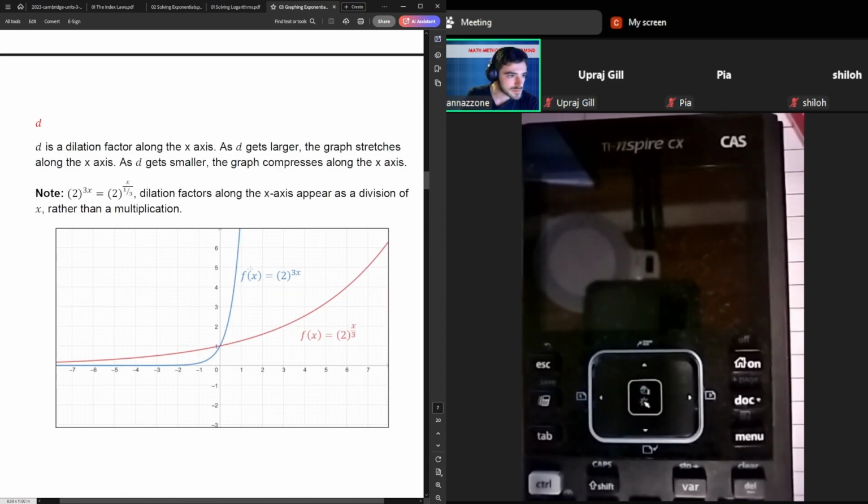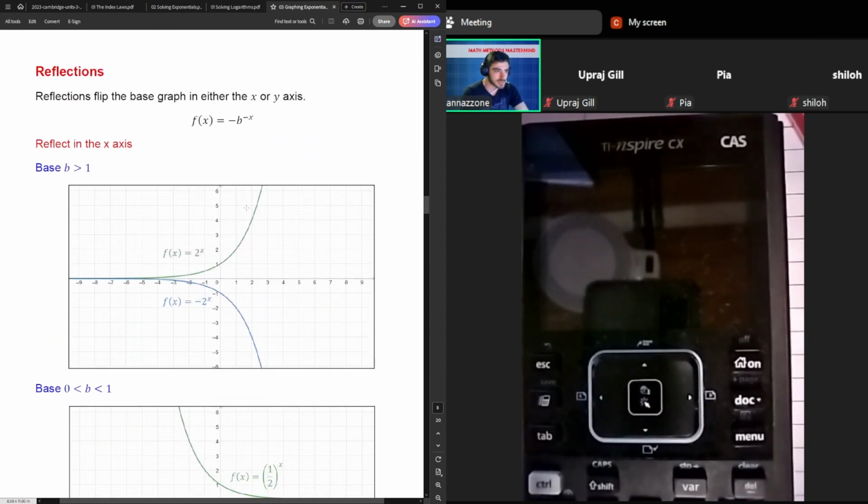Yeah, okay, here's a version of D. Just be aware that dilations in the x direction appear as divisions, so a bigger denominator actually makes it further along the x, and a bigger, I guess you can call that numerator if you want, will cause it to shoot up.